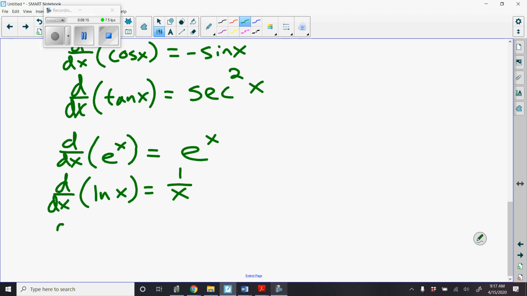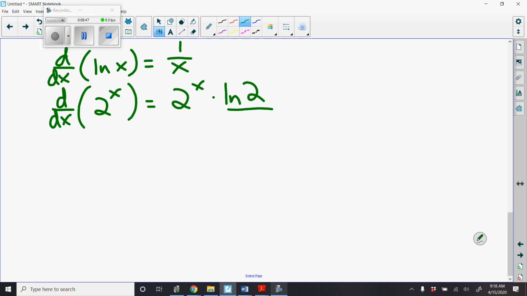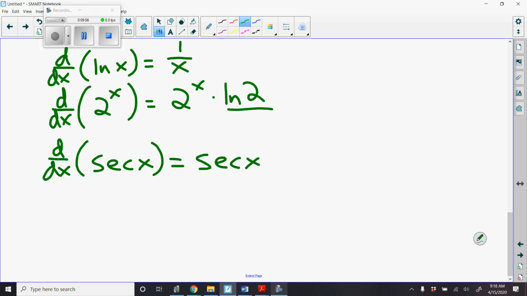Well, there are some other ones. If we have the derivative of a number like 2 to the x, the answer is 2 to the x times ln 2. It's always times the natural log of the base. Doesn't come up a ton, but it does come up. Another one that sometimes shows up is the derivative of secant x, which is secant x tangent of x.